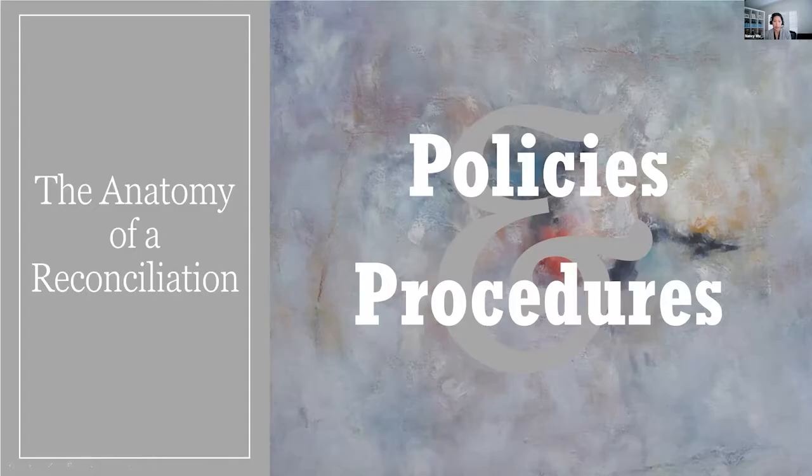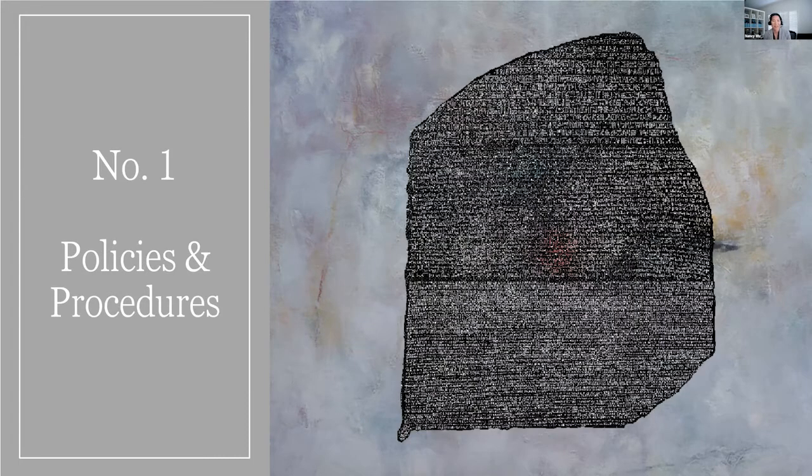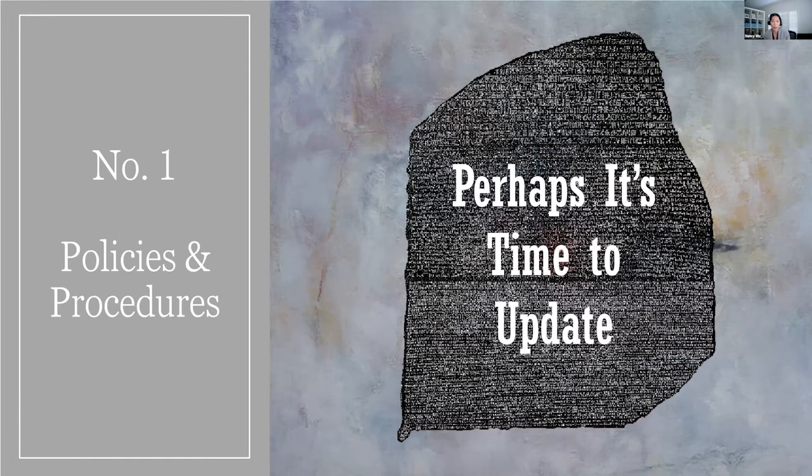Let's get the boring one out of the way first. Number one is your policies and procedures. I know it's probably not the most interesting thing when we think about recs, and recs in itself is not that interesting. And that is why we tend to not want to pay attention to this, right? That is why sometimes our recs look like this. But this is the foundation of our reconciliation. A well-documented set of policies and procedures really can make or break our rec.